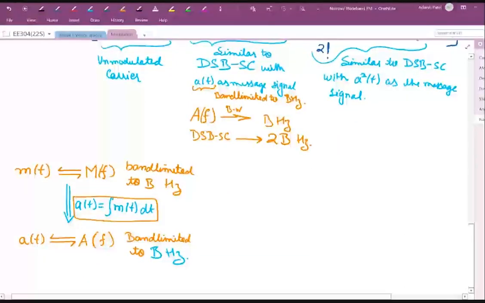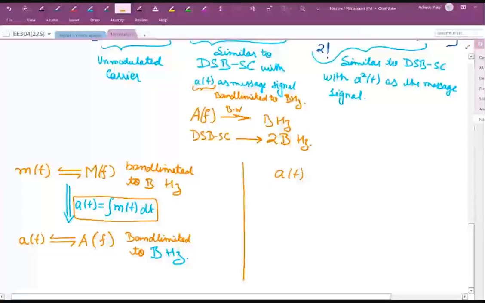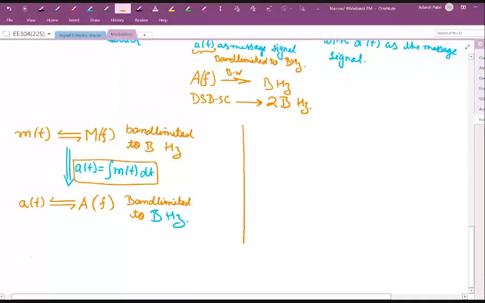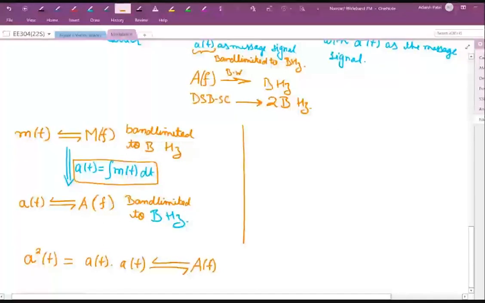So now I will do a partition. We have already said that m(t) and a(t) will have the same bandwidth. This is clear. Now we want to go one more step. We want to calculate the bandwidth of a square t, which is nothing but a(t) times a(t). If I take the Fourier transform of this, I will get A(f) times A(f). Is it? What should I get?